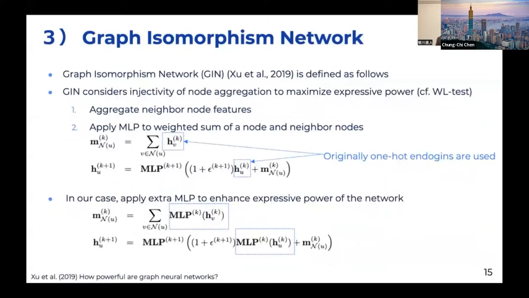And then the graph isomorphism network. The graph isomorphism network is invented to maximize the expressive power of node embeddings. Similar to other message passing frameworks, they aggregate the neighbor node features and apply an MLP to the weighted sum of node and neighbor nodes in this formula. In the original paper, they use one-hot encodings as node features. However, in our case, we apply multiple MLPs, extra MLPs, to enhance the expressive power of the network.